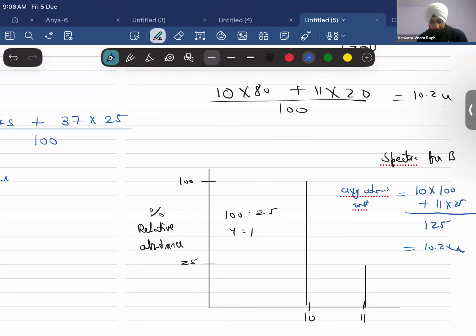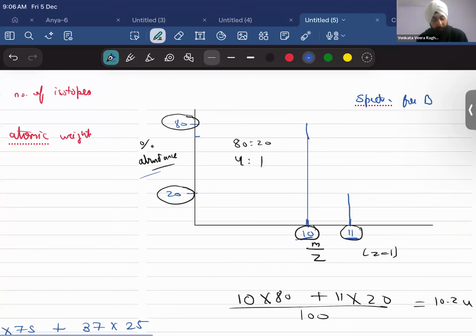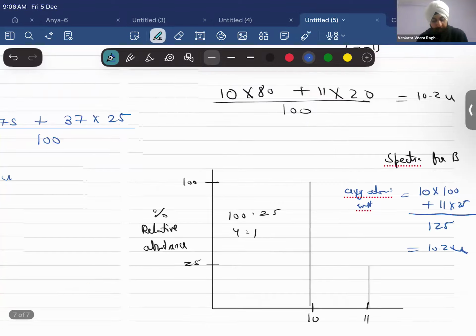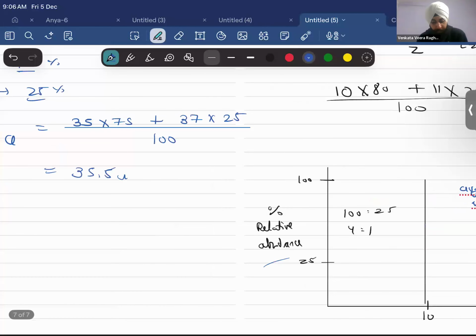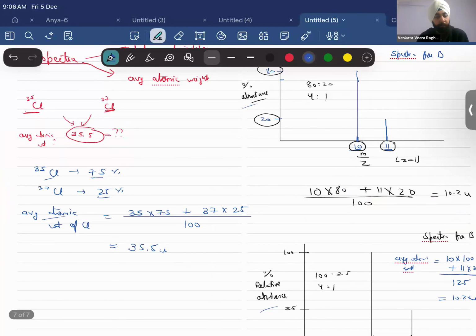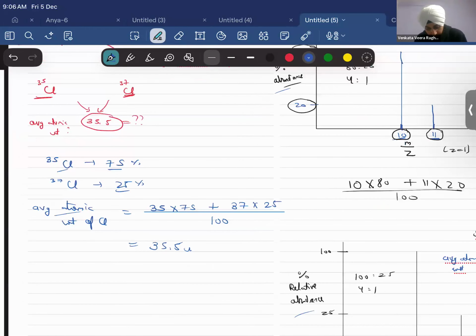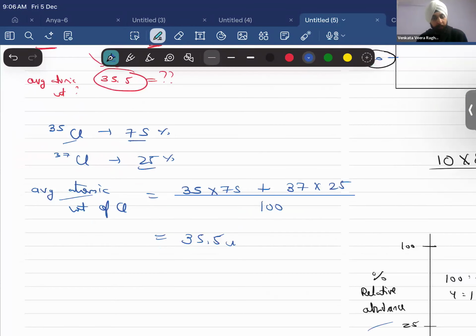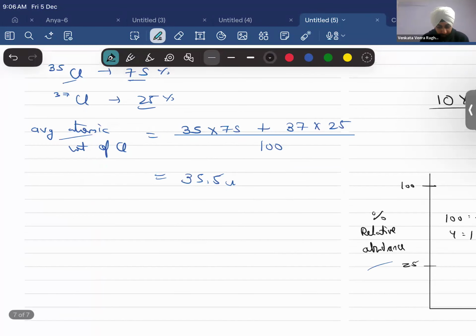They might give you percentage abundance alone, or they might give you percentage relative abundance as well. And they can ask you, can you draw the mass spectra for Cl? Quickly, can we draw it? Nothing much to do. You have to take the m by z value here, and the percentage abundance here, and draw it.